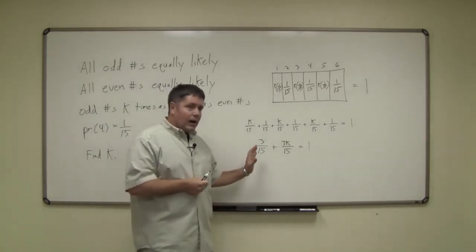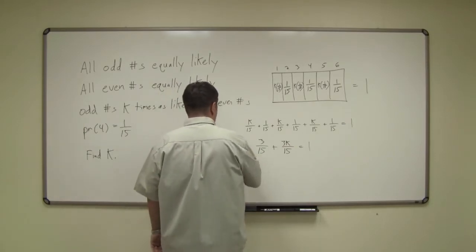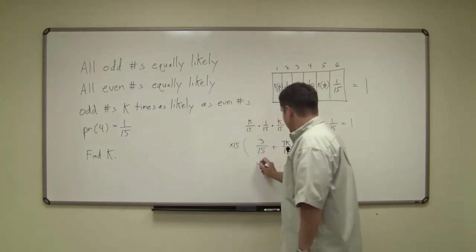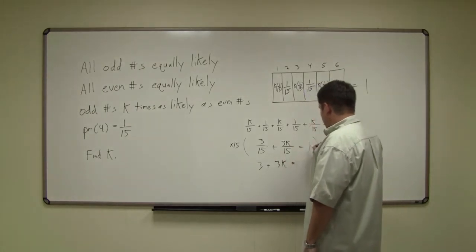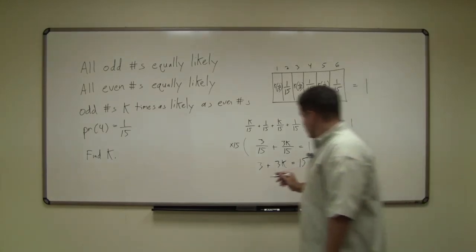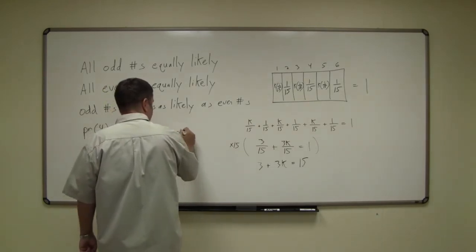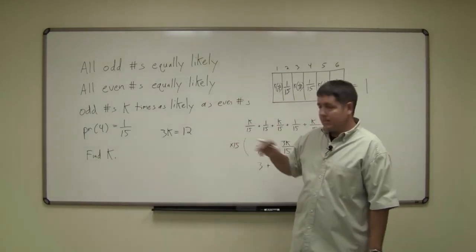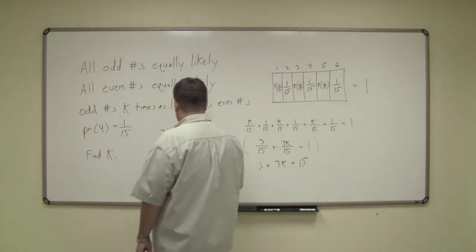All right, let's go ahead and multiply the whole equation through by 15 to get rid of these fractions. So if I multiply everything by 15, here I get 3. Here I get 3k, and then on the right side, 1 times 15 is 15. So subtract 3 from both sides of that equation. 3k has to be 12. Divide both sides of the equation by 3. We would get that k has to be 4.